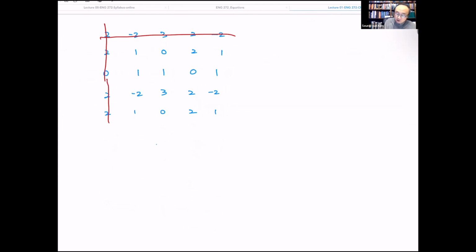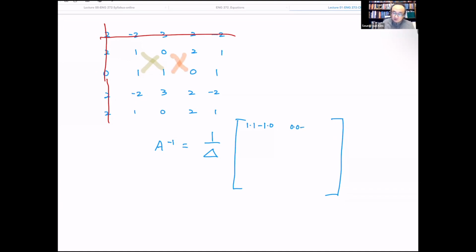Now we are ready to write A inverse as 1 over delta times AD minus BC. AD, 1 times 1, minus BC, 1 times 0. That's the first row, first column. Then first row, second column, AD minus BC: AD, 0 times 0, minus BC, 2 times 1.